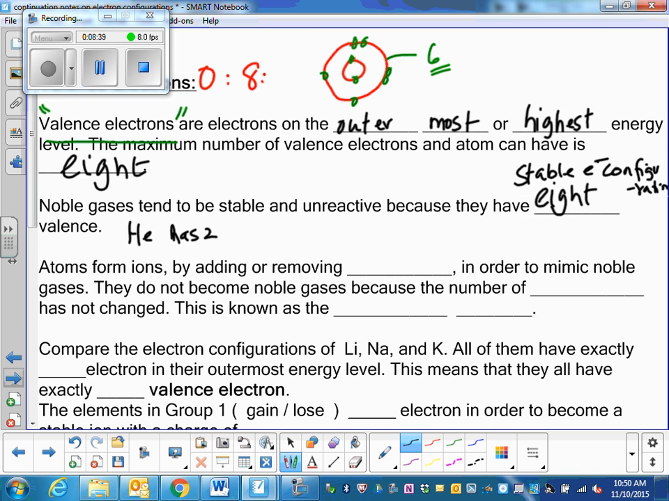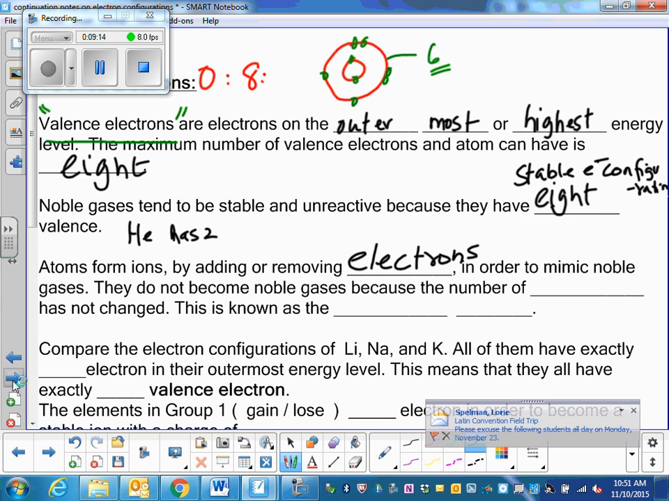Now, we talked about ions in Unit 3. How are ions formed? Adding or removing electrons. Remember, you can't reach deep inside the atom or touch its protons or neutrons. All right? So, ions are formed by adding or removing electrons in order to mimic noble gases. Okay? So here's my oxygen. My oxygen wants to have 8 in its outermost valence electron, and so it gains 2 electrons and becomes 8.